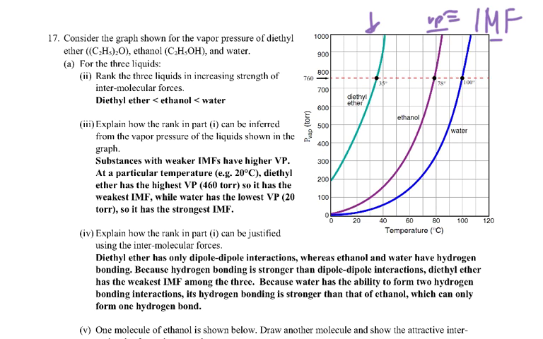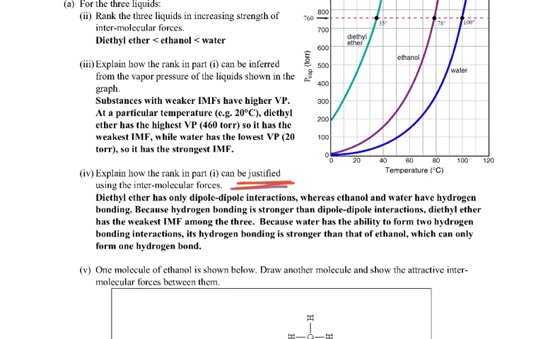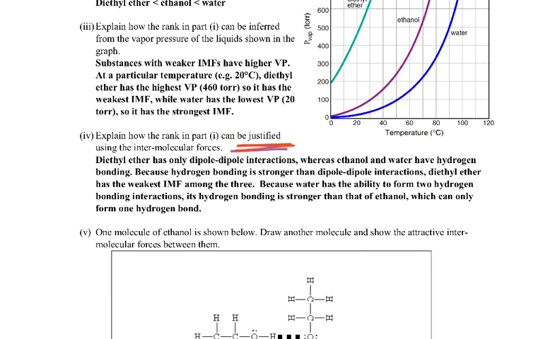Okay, explain how the rank can be justified using intermolecular forces. Okay, well, that's an important one. So what we're going to say now is, okay, the diethyl ether. We have to remember, what is diethyl ether? Diethyl ether is 2 carbons with an oxygen, 2 carbons, and the oxygen is going to make it bent. So it's going to be a little bit of a polar molecule. It's going to be dipole-dipole.